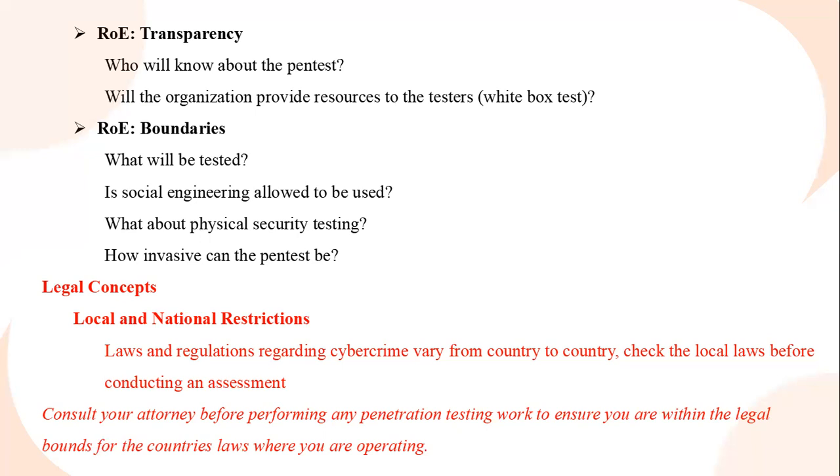Whereas for a white box test, you're going to be provided quite a lot of information, right? So you have some basics. Most of your reconnaissance and footprinting tasks are already done, a bit of it will be given to you so that you can now plan out. So it's quicker, it's faster. You're not testing blindly. Then for boundaries, like I said earlier on, what will be tested?